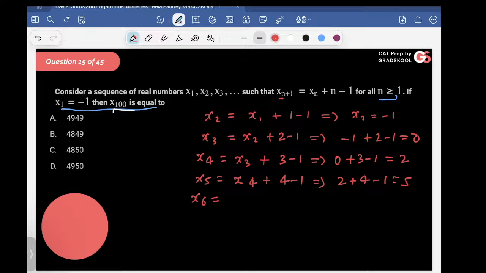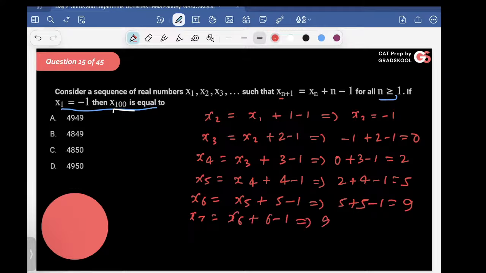x6 देख लेते हैं. So x5 plus 5 minus 1. That'll be 5 plus 5, 10 minus 1 is 9. Now do I see a pattern? Yes, now I see a pattern. Do you see a pattern, guys? नहीं मिला? x7 क्या हो जाएगा? देखो मिलेगा अभी. x6 plus 6 minus 1, that is 9 plus 6, 15 minus 1 is 14.